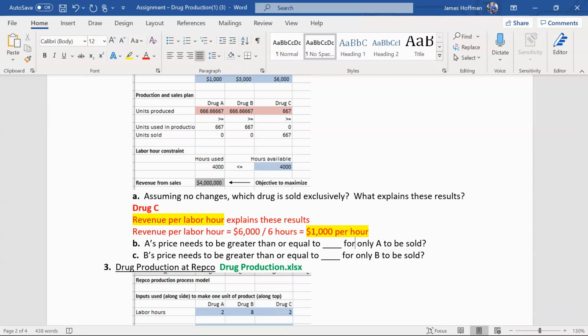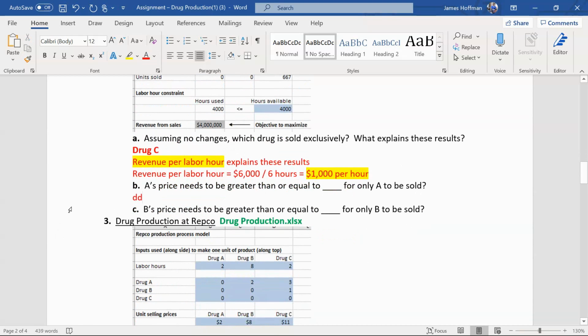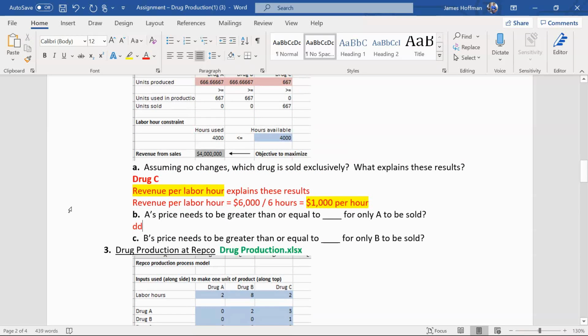It's not always going to be that drug C is the first one, and then you have to figure out A and B. Sometimes you can just figure out drug C and drug B, but it just turns out the first two, I picked drug C first. All right.